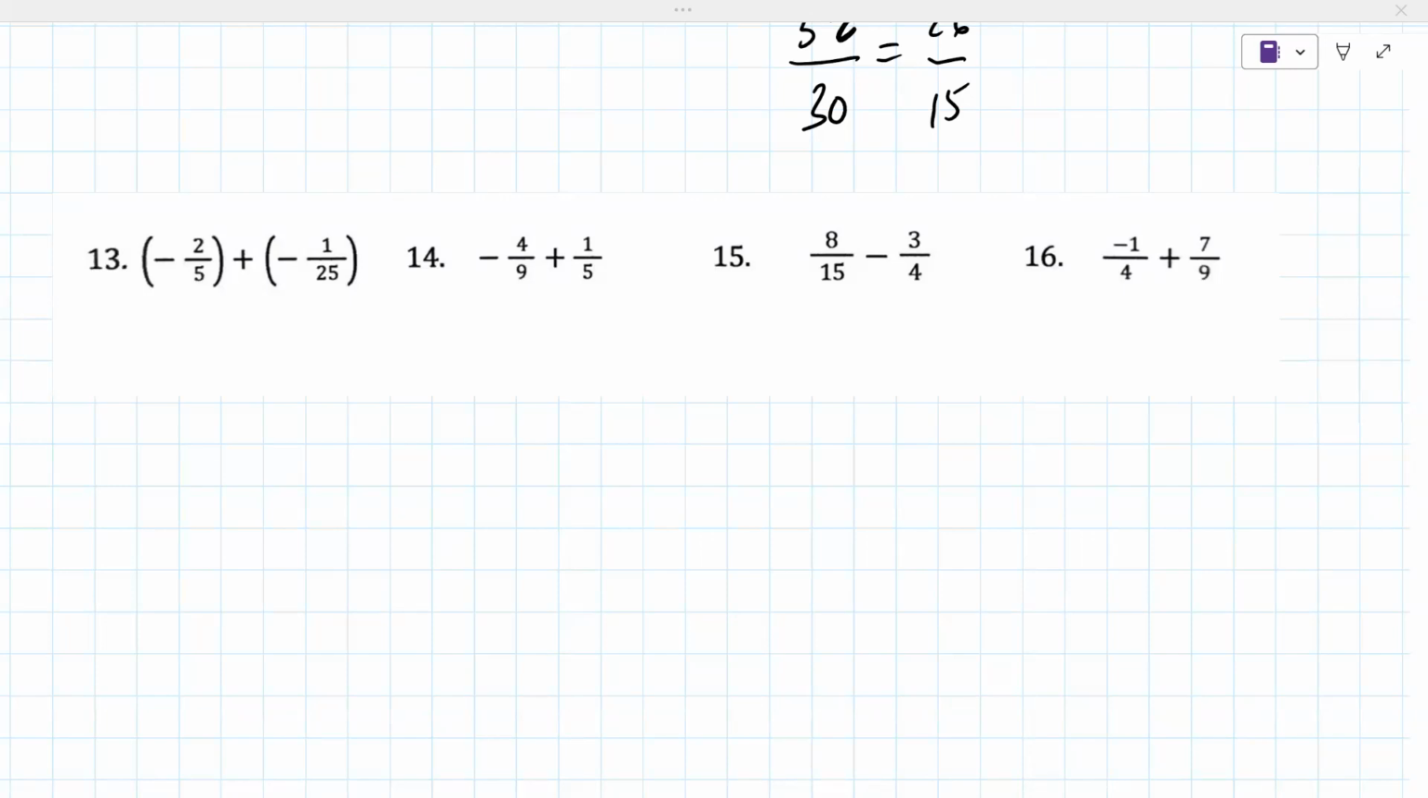Any questions, or do you need me to check any before you move on? Okay, so for number 13, I have -11/25. Yeah, for the first one, yes, -11/25 is good. For the second one, I have -11/45. That is also correct. Then for 15, I have -13/60. Good. And I haven't gotten to 16 yet. Great, great. Doing awesome. Keep it up.